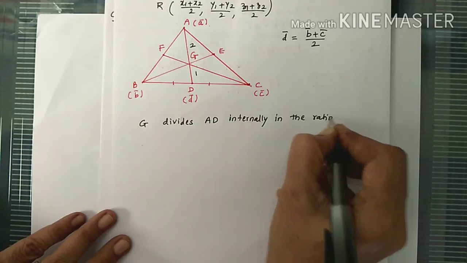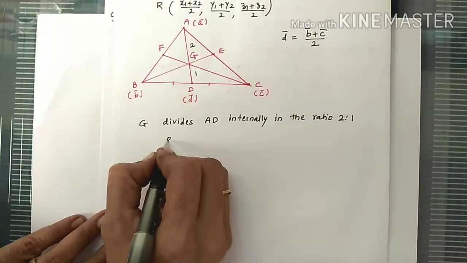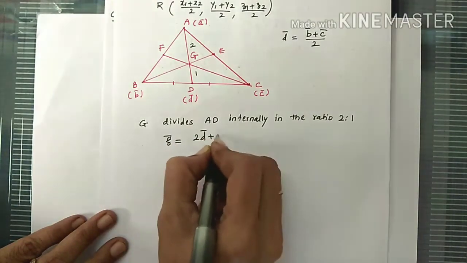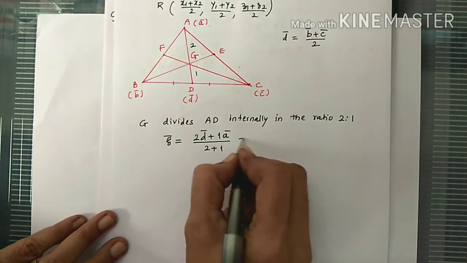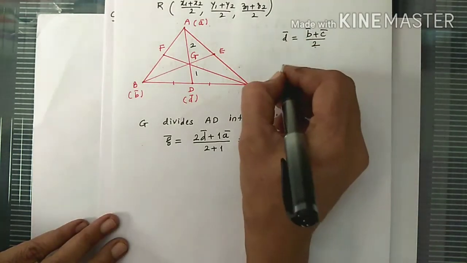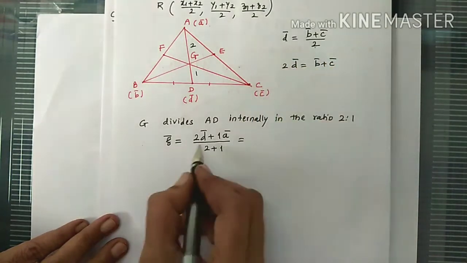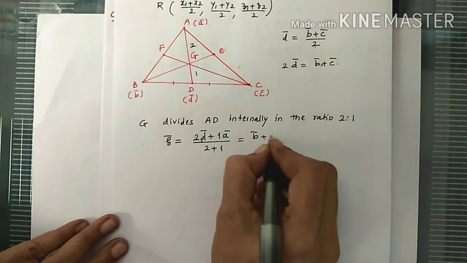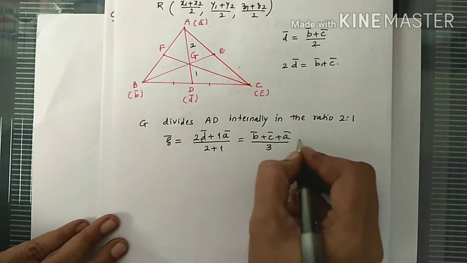So by the section formula, as G divides AD internally in the ratio 2:1, the position vector of G bar is (2D bar plus 1A bar) divided by 2 plus 1. Now here D bar is (B bar plus C bar) upon 2. So if we cross multiply, we get 2D bar as B bar plus C bar. So let's replace this 2D bar by B bar plus C bar. So we have (B bar plus C bar plus A bar) divided by 2 plus 1, that is 3.